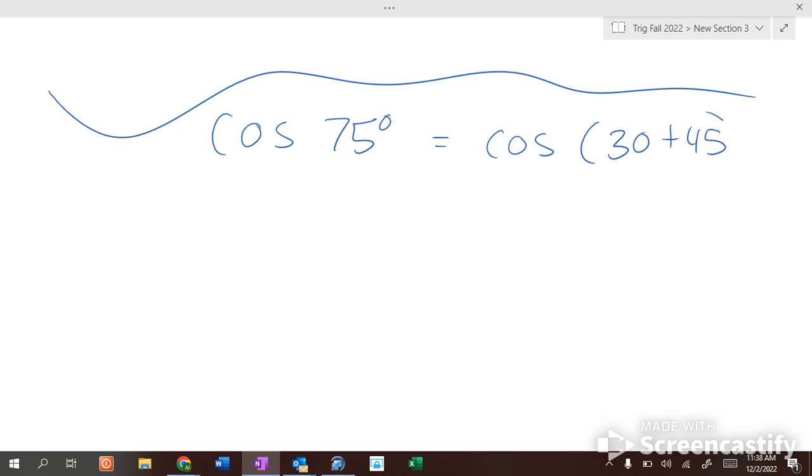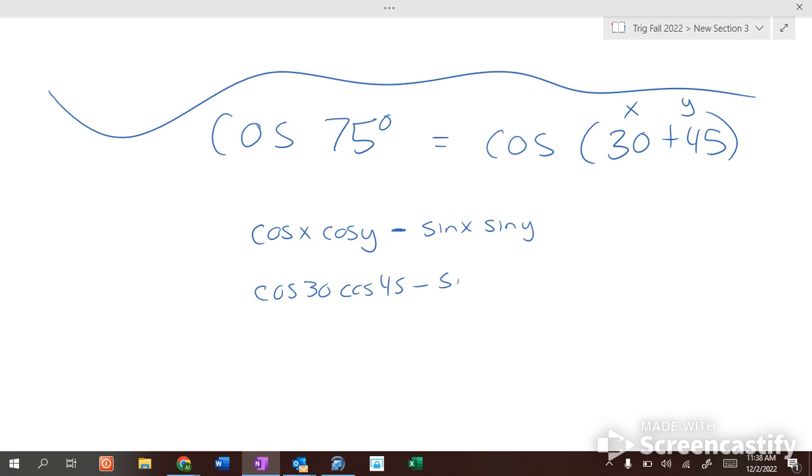30 and 45. So this is x, this is y. I'm going to figure out what the cosine of 75 is as an exact number. Now, using your note card, cosine of x, cosine of y, and if it has a plus sign in the middle, we're going to use a minus sign. Sine of x, sine of y. Okay? Because if we're adding here, we do subtraction here. So it's a cosine of 30, cosine of 45, minus sine of 30, sine of 45.